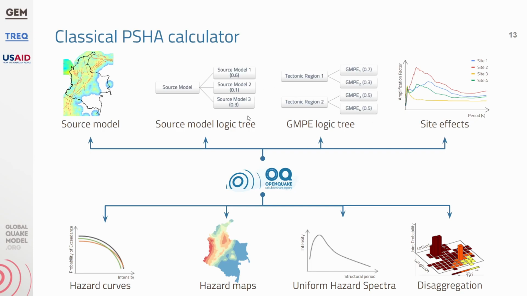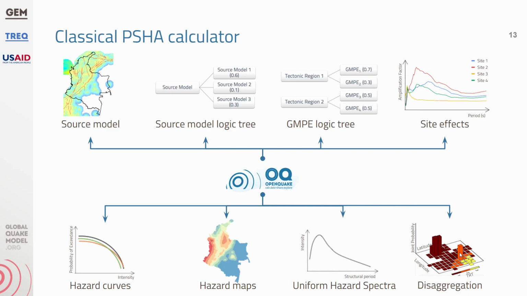The user can include site conditions to take into account the amplification of the ground motion in different soils. So this calculator follows the methodology originally proposed by Cornell et al., in which the total probability theorem is used to estimate the probability of exceeding a set of intensity measure levels. The results are, as we have seen previously, seismic hazard curves, seismic hazard maps, uniform hazard spectra, and with this calculator, we can even do disaggregation of the seismic hazard.